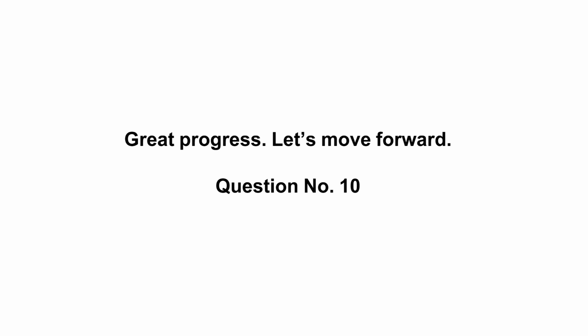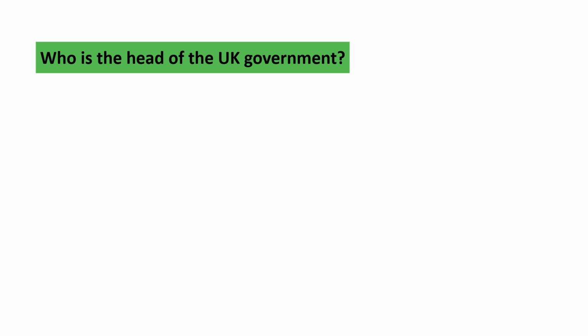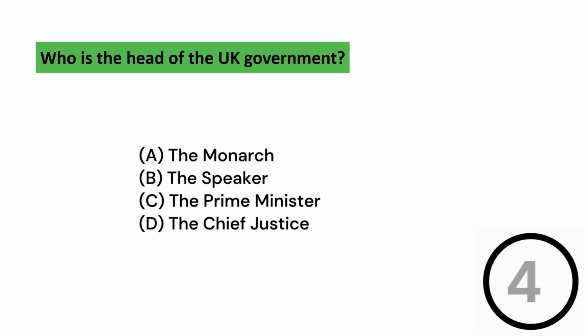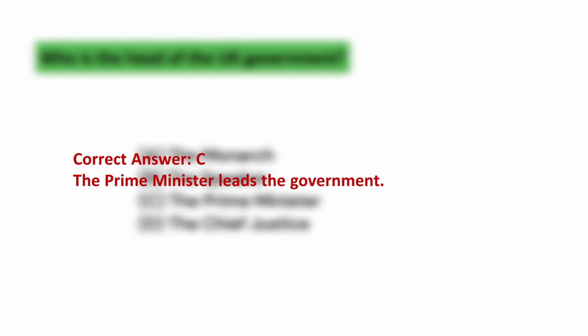Question number 10. Who is the head of the UK government? Options: A. The monarch. B. The Speaker. C. The Prime Minister. D. The Chief Justice. Correct answer: C. The Prime Minister leads the government.